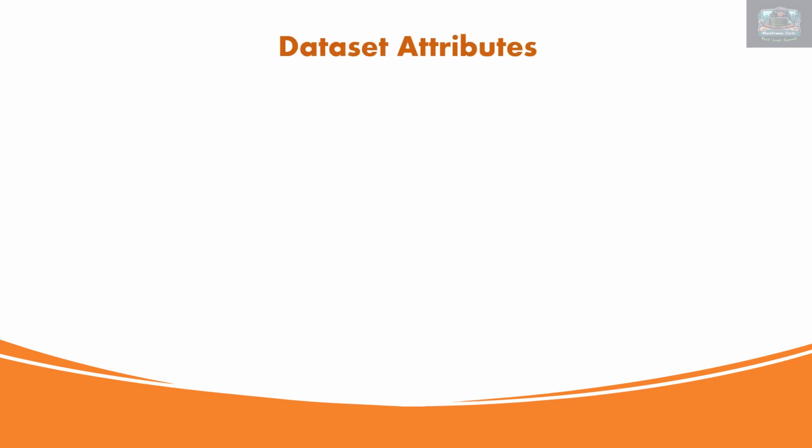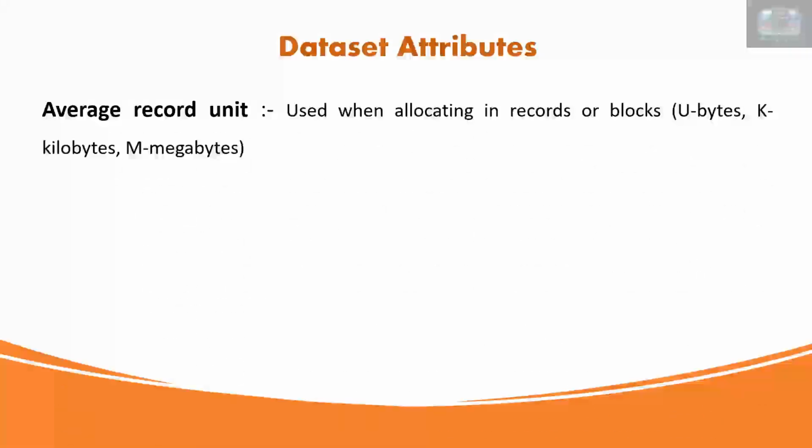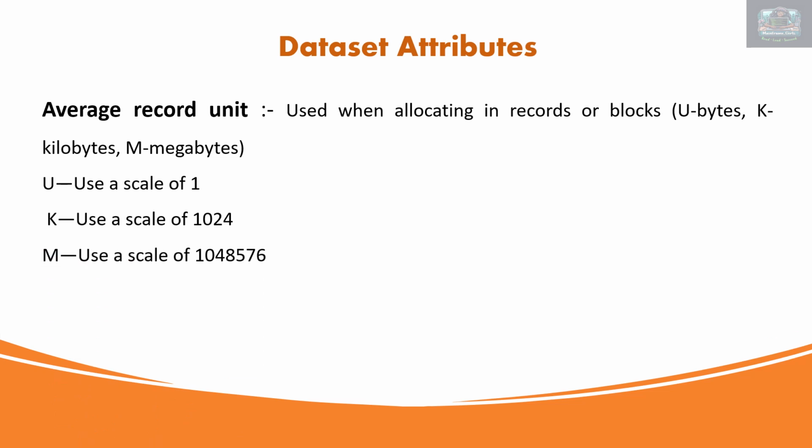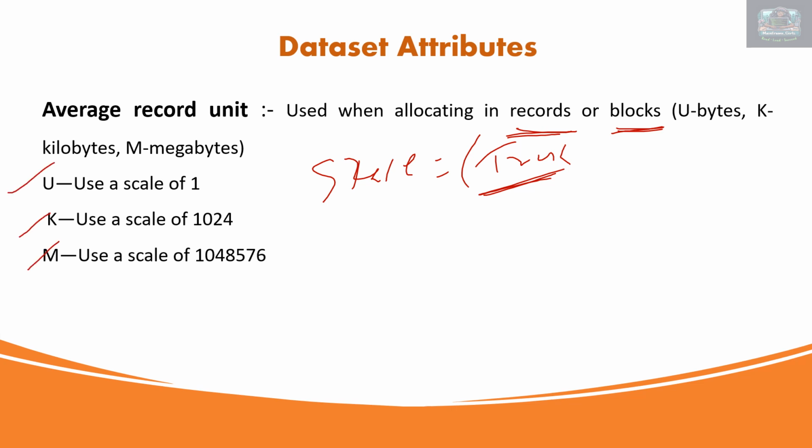So here's the next one, which is average record unit. When you specify space is equals to, you give the space unit here. But when you specify a space unit of records or blocks instead of tracks or cylinders, you have to specify this average record unit, which should be U, K or M. If it is U, it is a scale of 1. If it's K, it's 1024, and if it's M, it is 1048576.